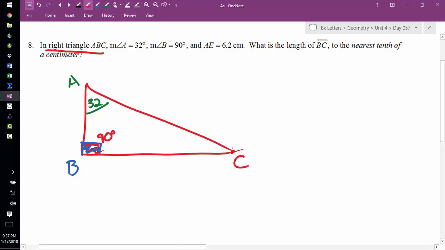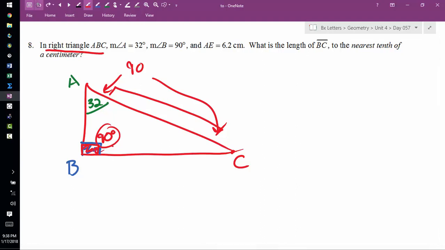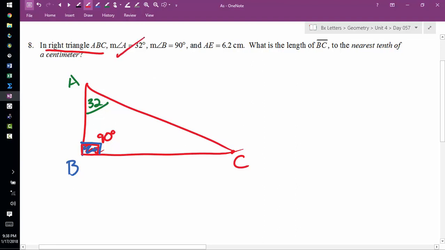Okay. I could figure out C if I wanted. I could take 90 and subtract that 32 to figure out its complement, because I know these non-right angles in a right triangle must be complementary, must add up to 90, because the remaining 90 is over here. But I think I'm kind of getting a little off topic here. So let's keep on going.